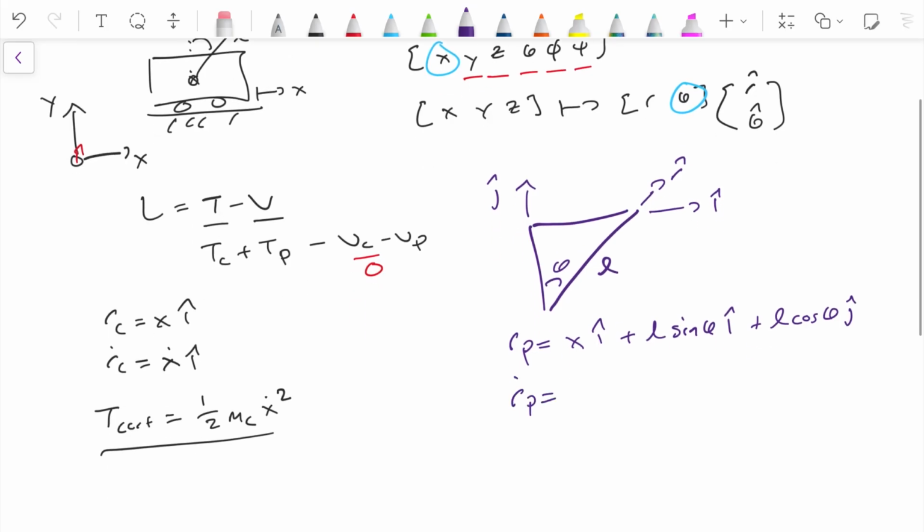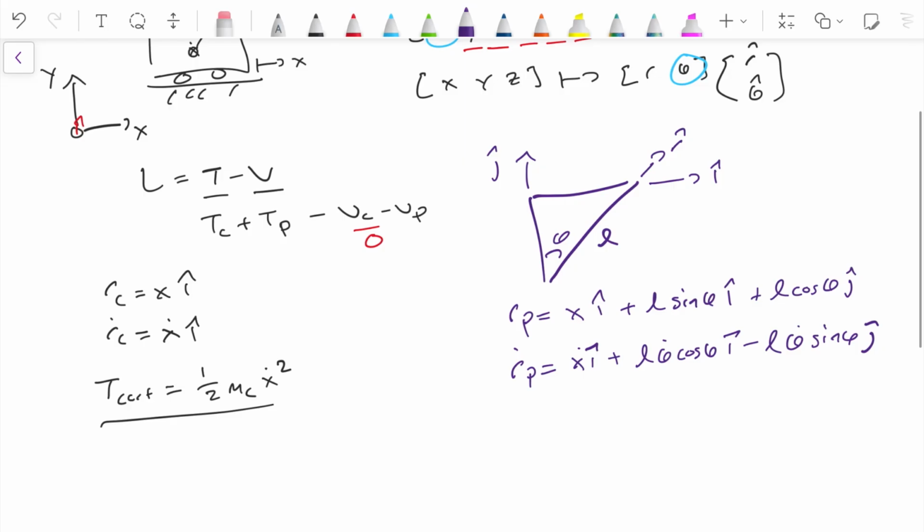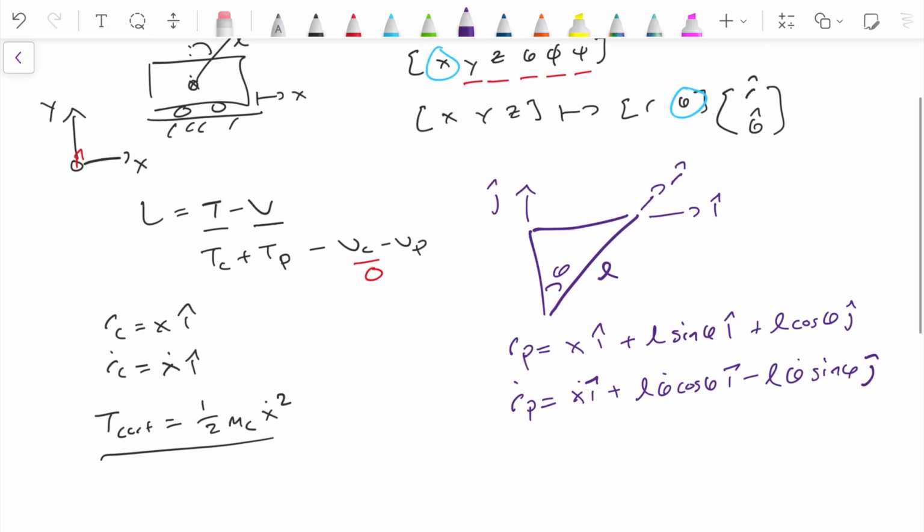So then the time derivative of rP now is x dot I hat plus, and remember I hat's not changing, L is not changing, sine does change. We have a chain rule here. So L theta dot cosine theta I hat. And then actually this is going to be a minus, so minus L theta dot sine theta j hat. So that's describing the velocity of the pendulum now.